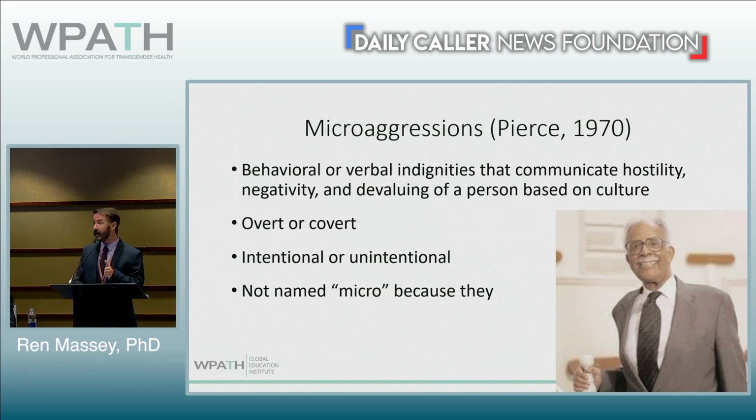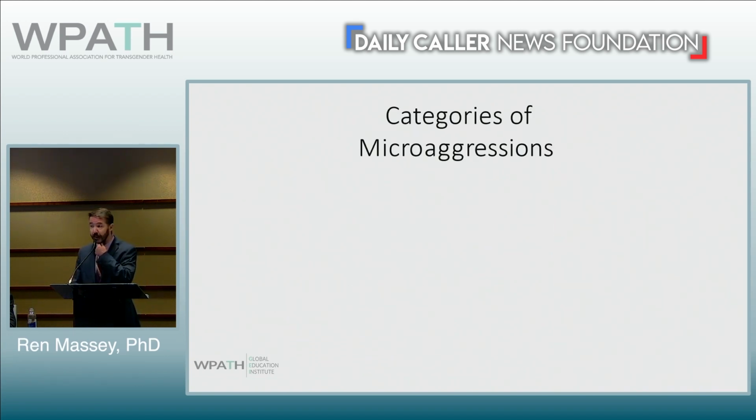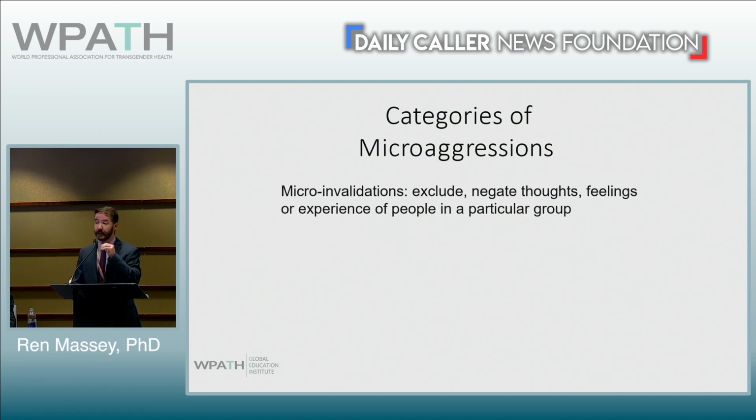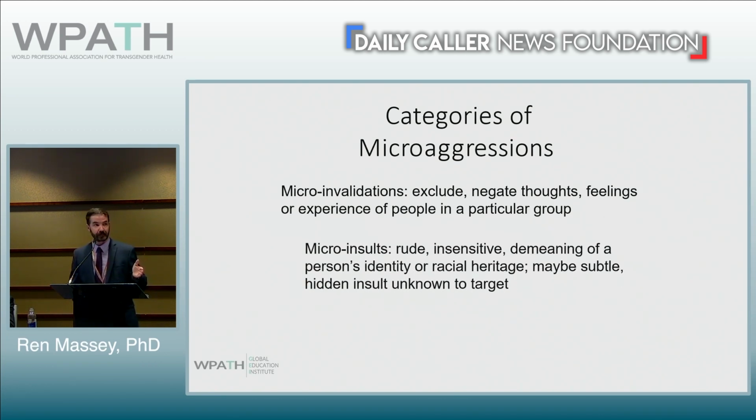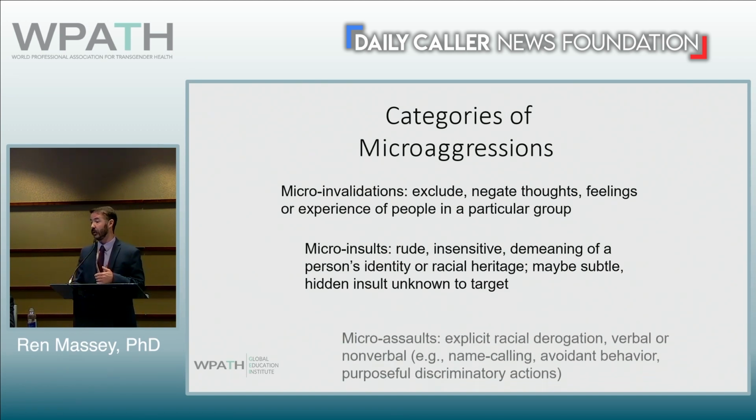And they aren't micro because they're small or insignificant. They're micro because, well, I'll explain that in a second, but the examples include invalidations, like negating thoughts or feelings or excluding people of a particular group. It can be insults that are just rude, insensitive, again, demeaning of somebody's identity, their heritage. It may be subtle or hidden or unknown to the target.